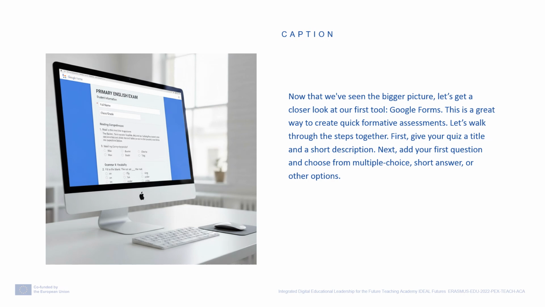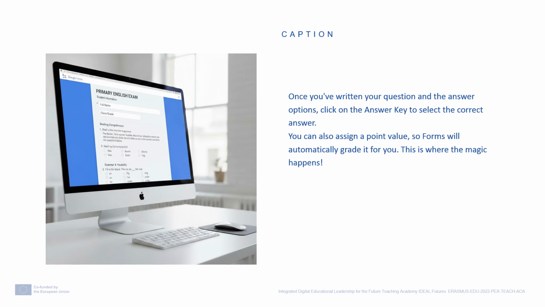Next, add your first question and choose from multiple choice, short answer, or other options. Once you've written your question and the answer options, click on the answer key to select the correct answer. You can also assign a point value, so Forms will automatically grade it for you. This is where the magic happens.